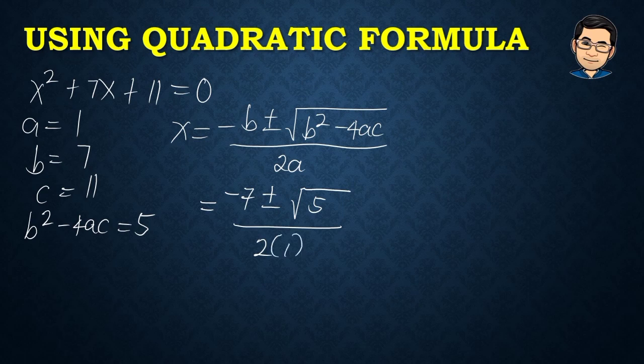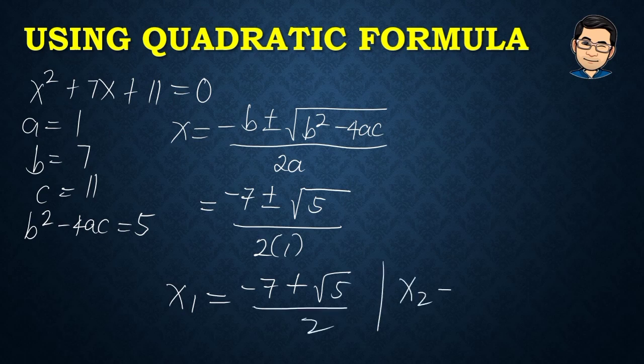So the value of x sub 1 is equal to negative 7 plus the square root of 5 all over 2. Okay. Yung x sub 2 naman, negative 7 minus the square root of 5 all over 2. As you can see, yung ating roots ay irrational and unequal.